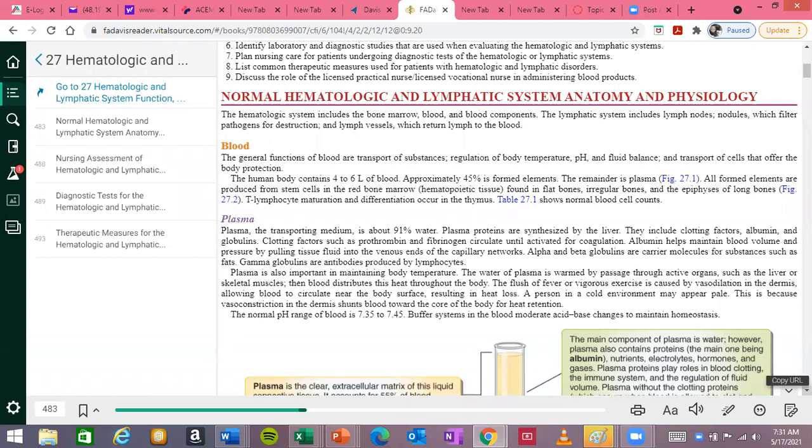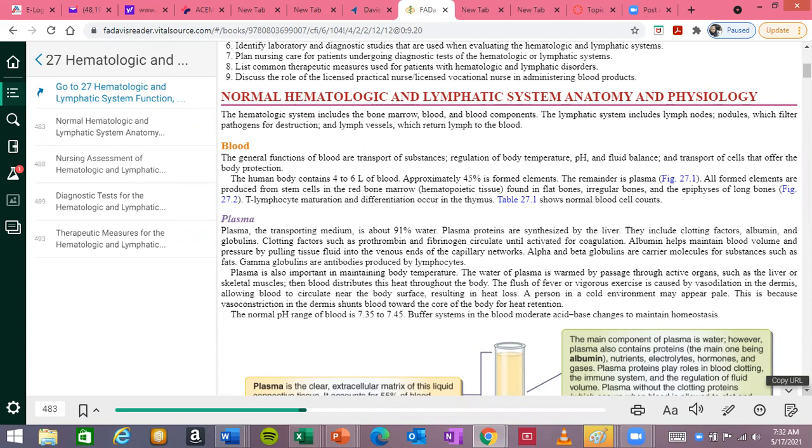The human body contains 4 to 6 liters of blood. Approximately 45% is foreign elements. The remainder is plasma. All foreign elements are produced from stem cells in the red bone marrow and flat bones, irregular bones, and epiphysis of long bones.